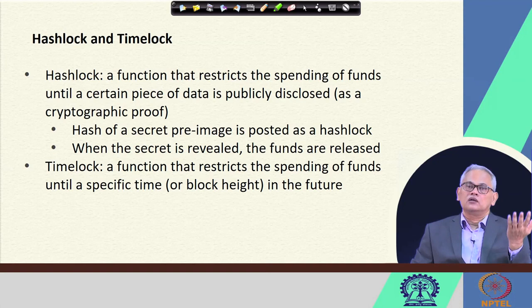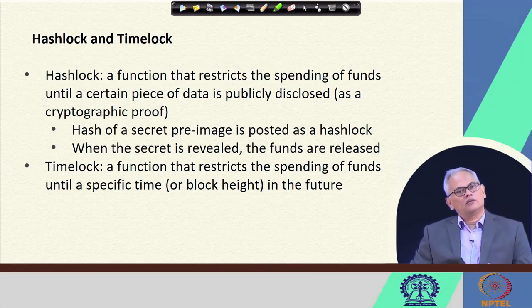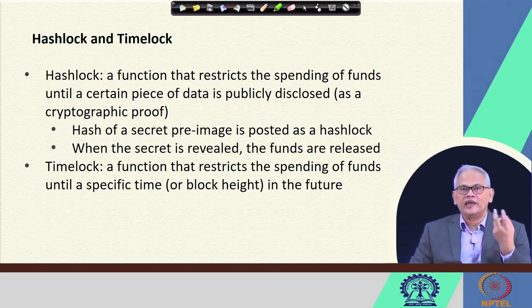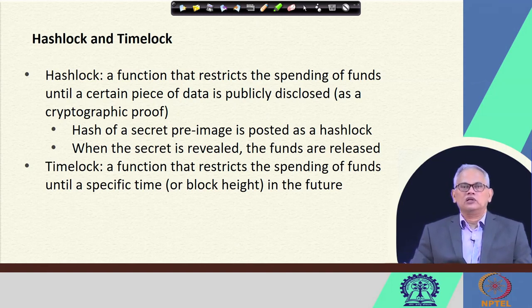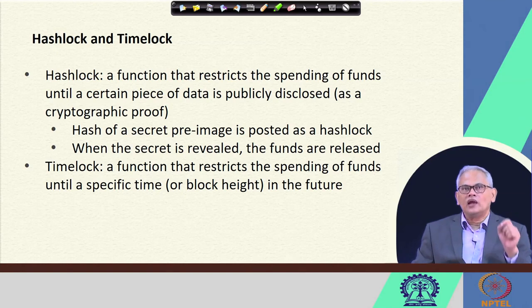So, let us recap our discussions on cryptographic hash functions. We said there is a message M which has a hash HM. Similarly, we are talking about the pre-image, say X, which has a hash of HX. This secret pre-image we will denote by X. So, this hash of X, which is HX, which we could denote as Y or H or something, is essentially the hash of X, and that is posted as a hash lock.